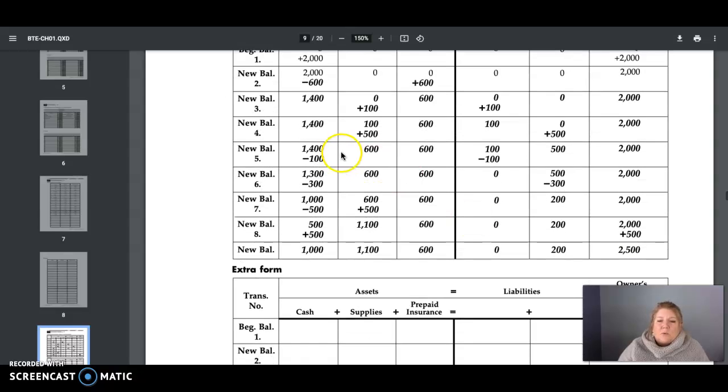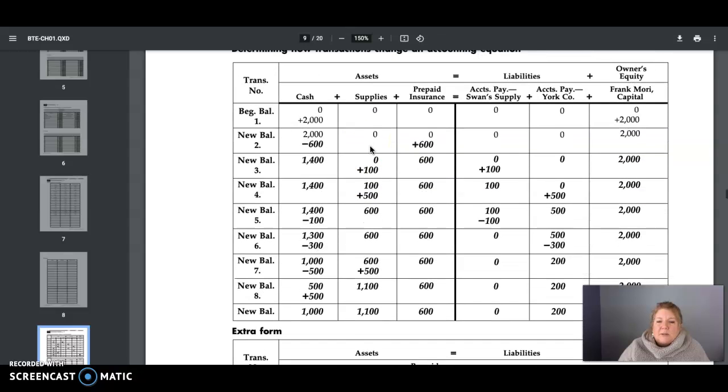Next, number 4, you bought supplies on account from your company. So you increase supplies, and increase how much you owe to your company, because accounts payable, remember, is a liability. That's money we owe, money we're going to pay back later.